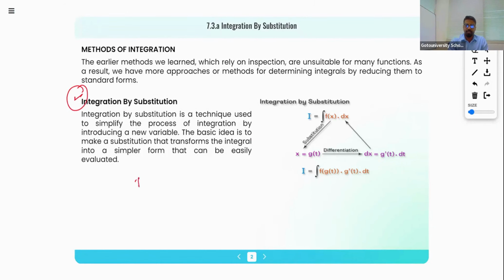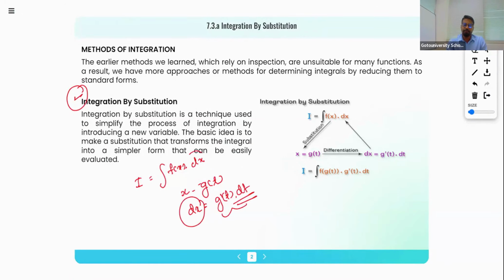Say there is an integral of the form f of x into dx, where x can be written as some other function g of t, and when you differentiate, dx becomes g dash t into dt. So in the place of dx, we can replace it with g dash t dt, and then we can solve it. This will be very clear to you when we take an example.